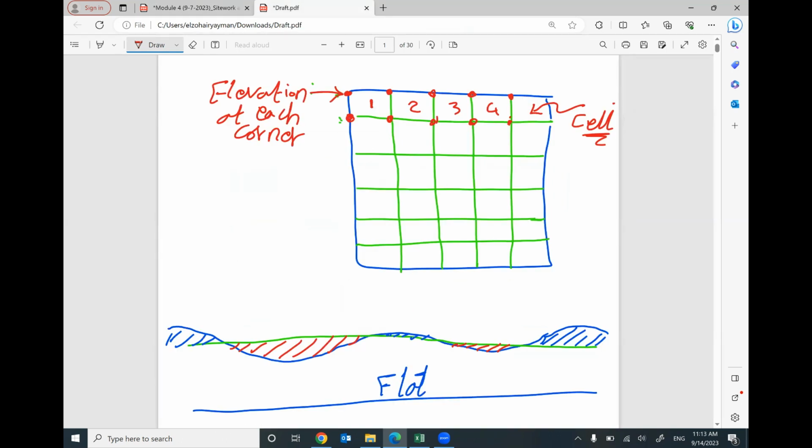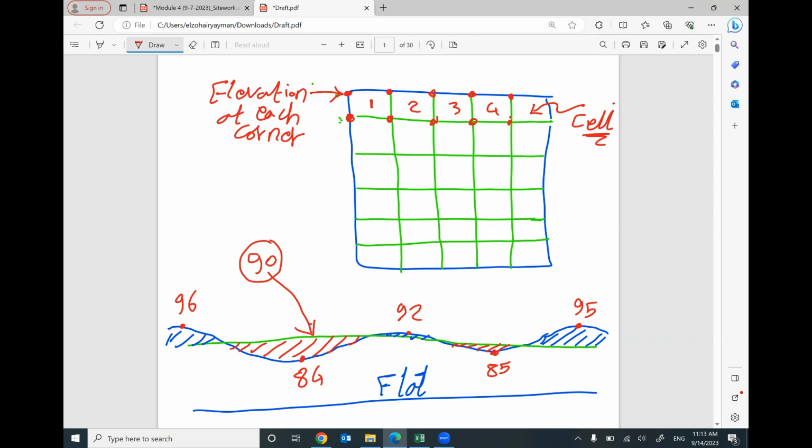Then the elevation of this point, for example, is 95. The elevation of this point, for example, 85. The elevation of this point, for example, 92. The elevation of this point, for example, 84. The elevation of this point, for example, 96, and so on. I need to excavate or to grade this surface to a grade level equal, for example, to 90.